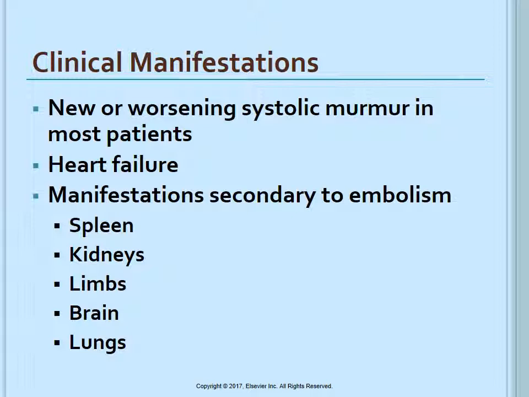Clinical signs secondary to embolization may be present on various body organs. So embolization to the spleen may cause sharp left upper quadrant pain, local tenderness, and abdominal rigidity. Embolization to the kidneys can cause flank pain, hematuria, and renal failure. Emboli may dislodge in small peripheral blood vessels of the arms and legs and may cause ischemia and gangrene.